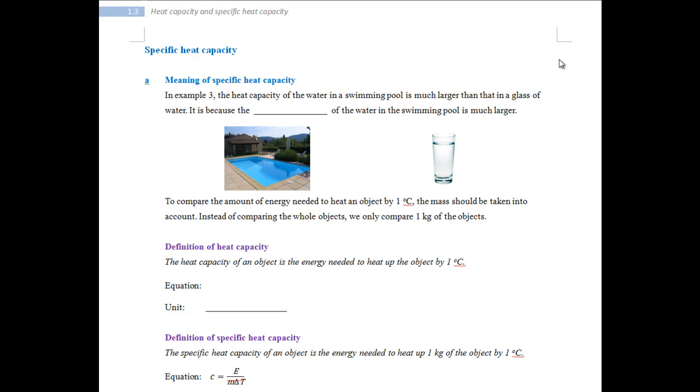In this section, we'll look into the meaning of specific heat capacity and the method of measuring the specific heat capacity of water.